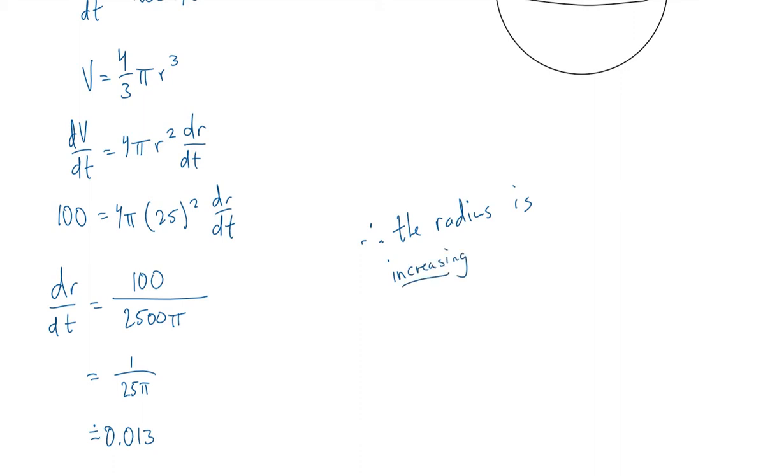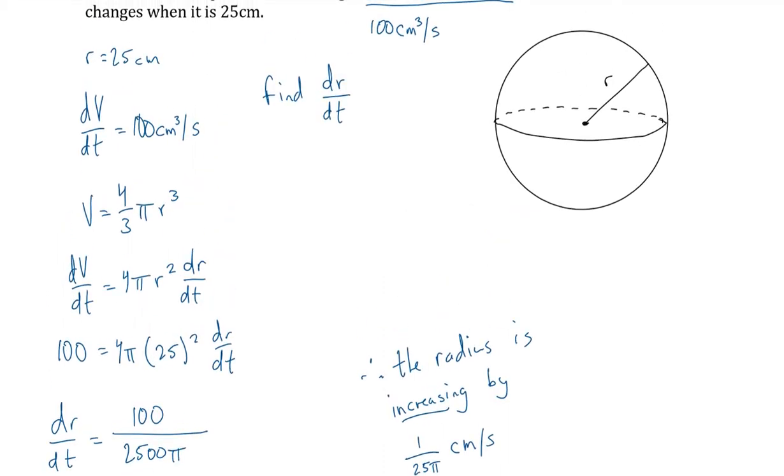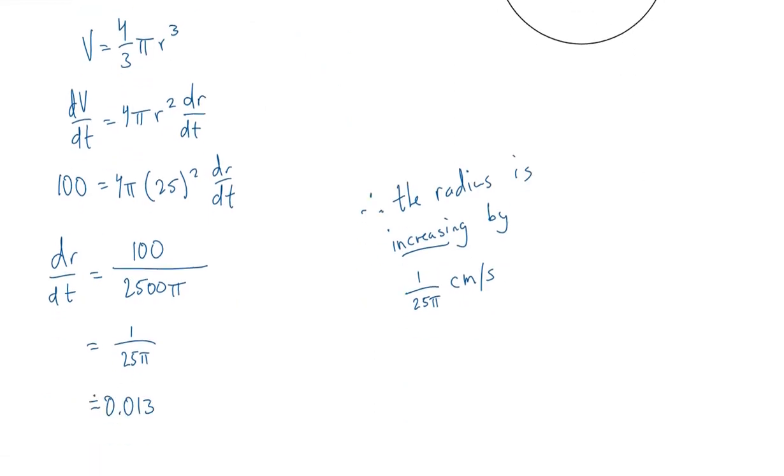And if you remember in MHF, we made a big deal out of this as well. We had questions at the very end of the course where we interpreted a positive or a negative final value as an increase or a decrease. So this is increasing by 1 over 25 pi, and that is centimeters per second, I believe. Because we were working in centimeters, it was centimeters cubed per second, so this is centimeters per second.